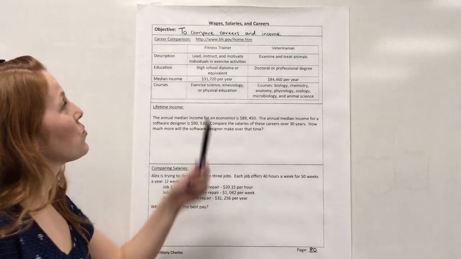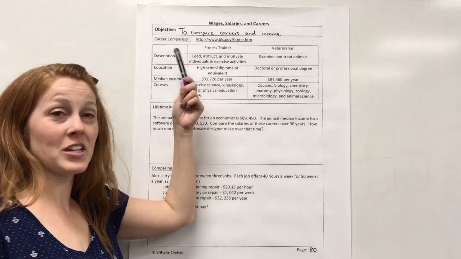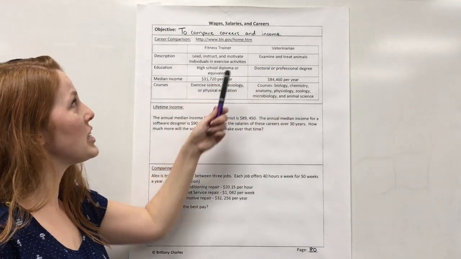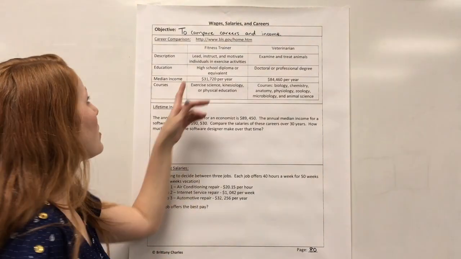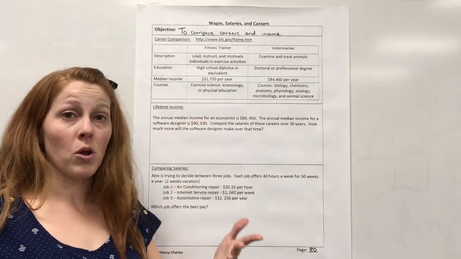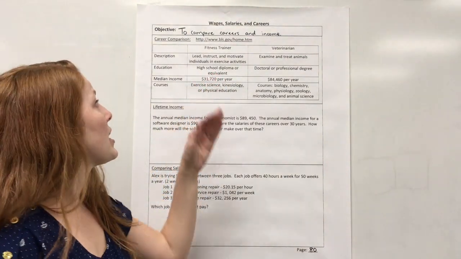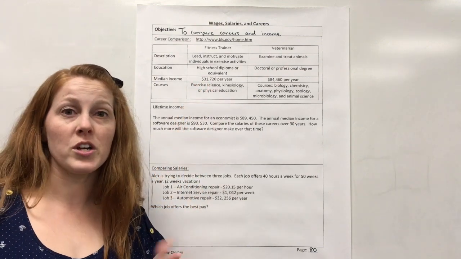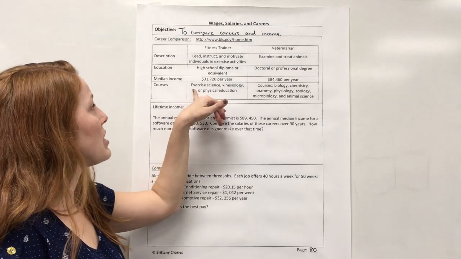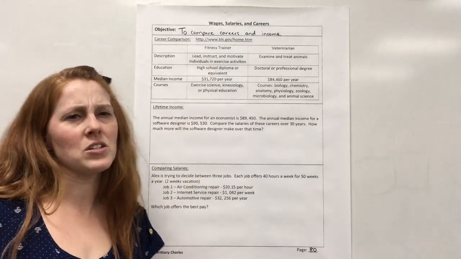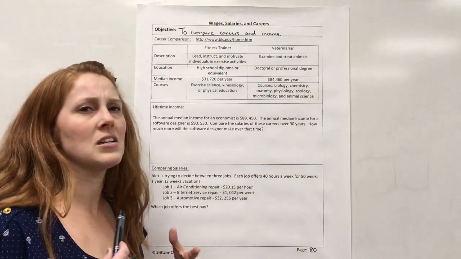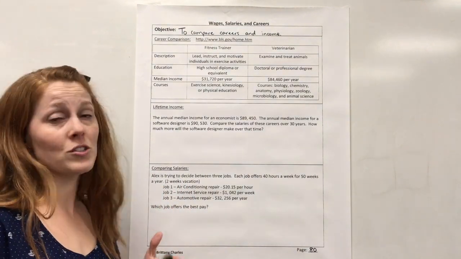All right, well, here's two different careers. We have a fitness trainer and a veterinarian. So description, you lead, instruct, and motivate individuals in exercise activities. They only need a high school diploma or equivalent, like a GED. And the income would be around $31,720 per year. That's the median. And the courses that they would need to take would be things that focused on exercise science, kinesiology, and physical education.